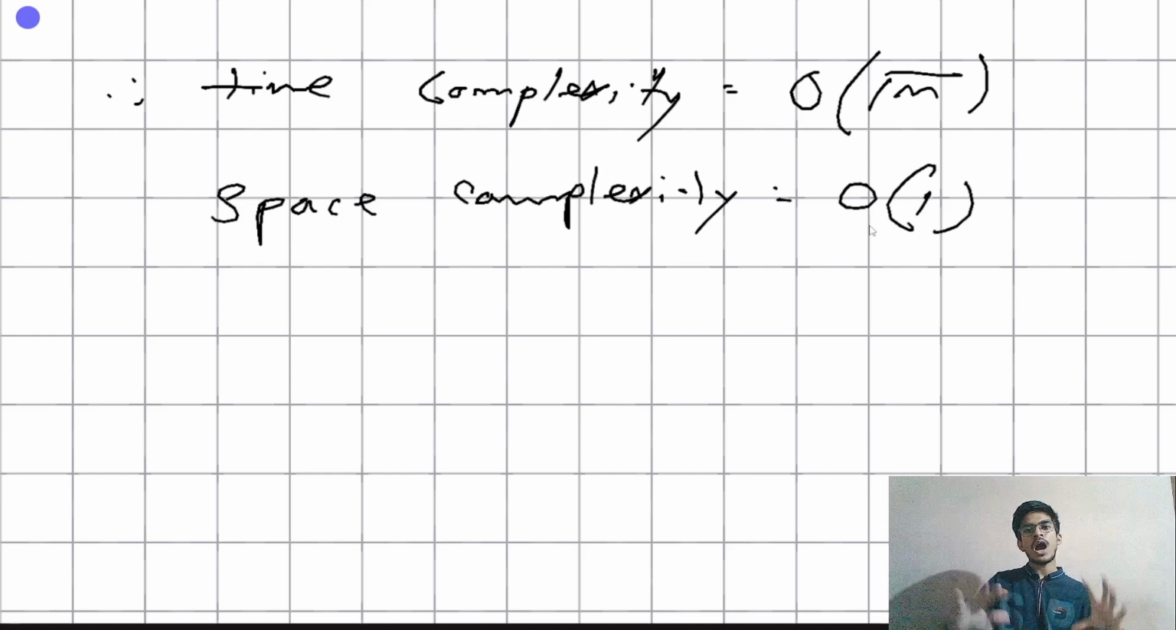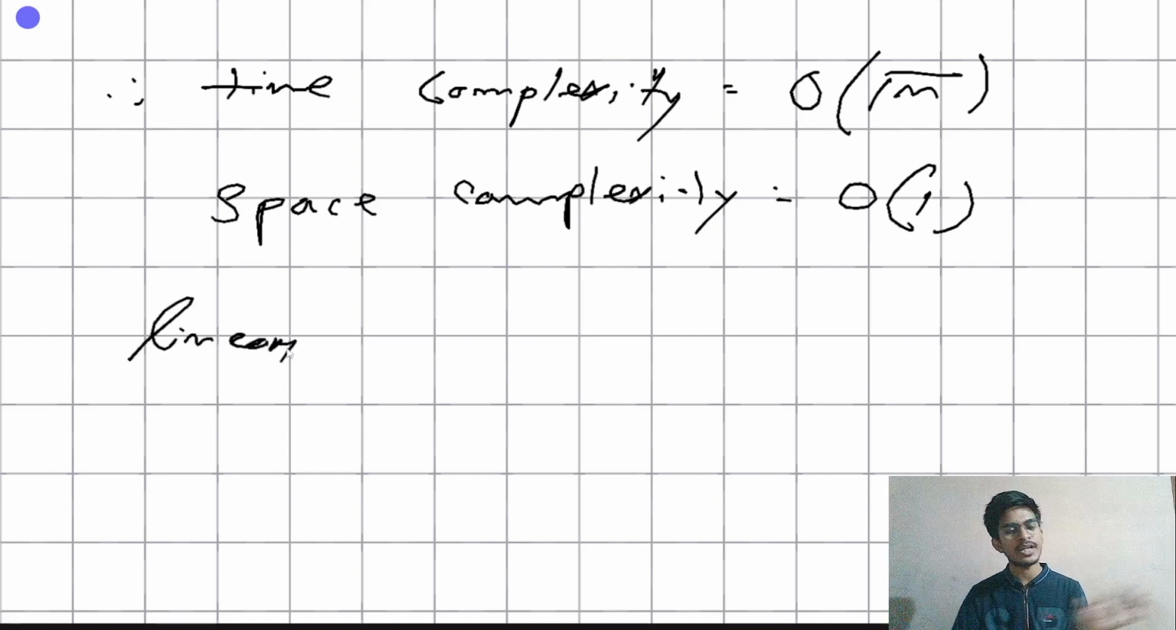Now how is it efficient? If we're talking about efficiency, let's see. In the case of linear search, since we're making every comparison in the list, the time complexity is big O of n.